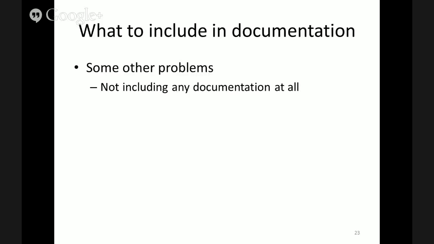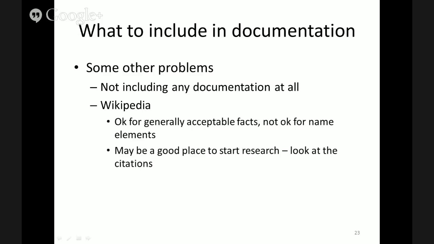Not including any documentation at all. We get an awful lot of these, many, many, many of these. Wikipedia is not a source for documentation. Now, Wikipedia is often a really good place to start documenting. We can look at the citations in Wikipedia for more information. And it's also okay for generally acceptable facts, just not for name elements.